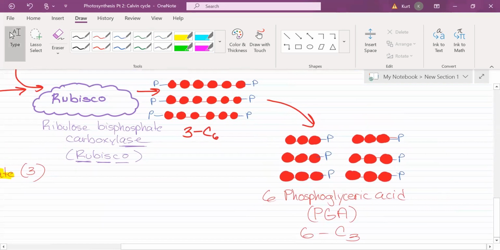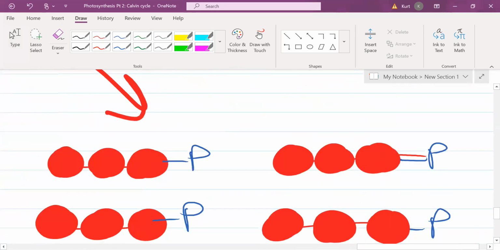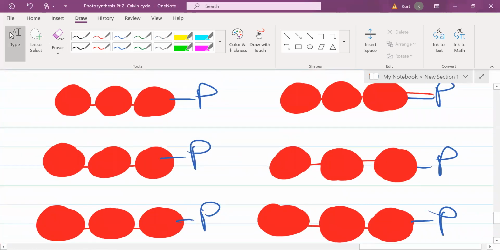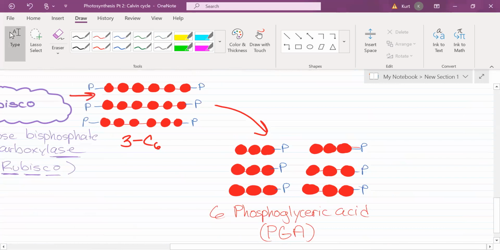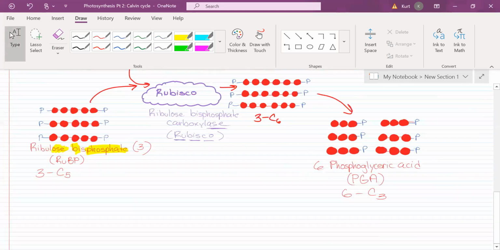And just to prove to you guys that the numbers are adding up, I want you to look here. How many total carbon atoms do you see? 18. How many do you see here? 18. It just got too big and split. Is everybody okay so far? Have I lost anyone? All right.